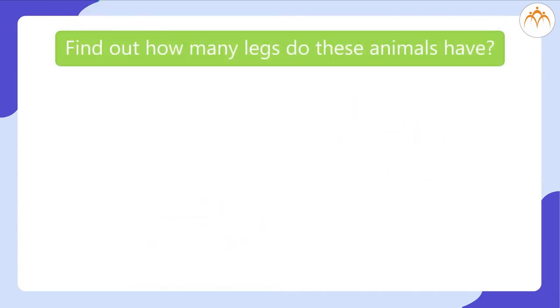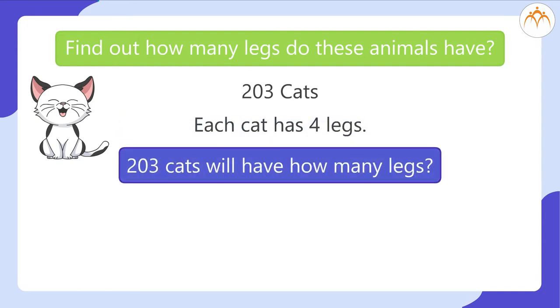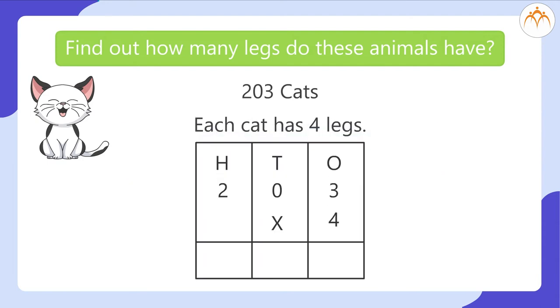Now find out how many legs do these animals have. There are 203 cats. Okay, each cat has 4 legs. So 203 cats will have how many legs? Let's see. 203 multiplied by 4. That is 203 cats multiplied by 4 legs is equal to 812. So 812 legs is the correct answer.